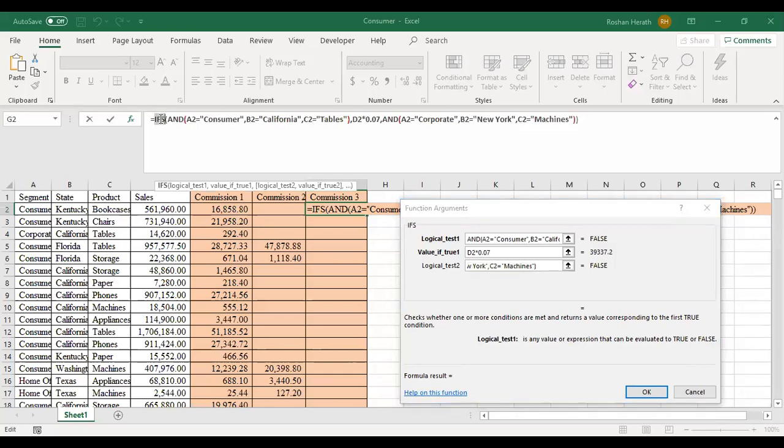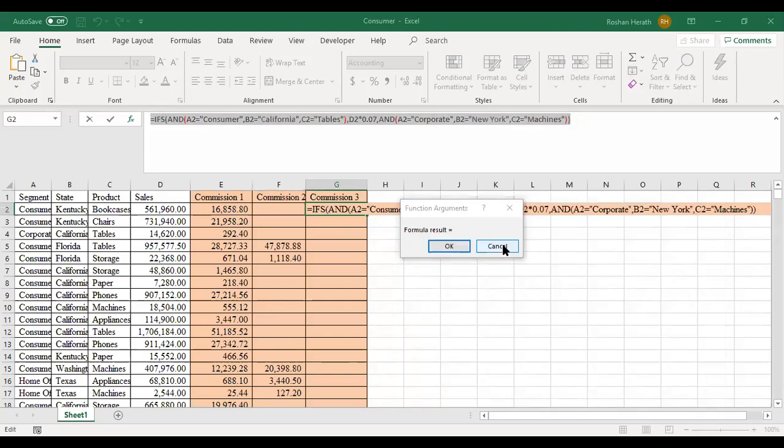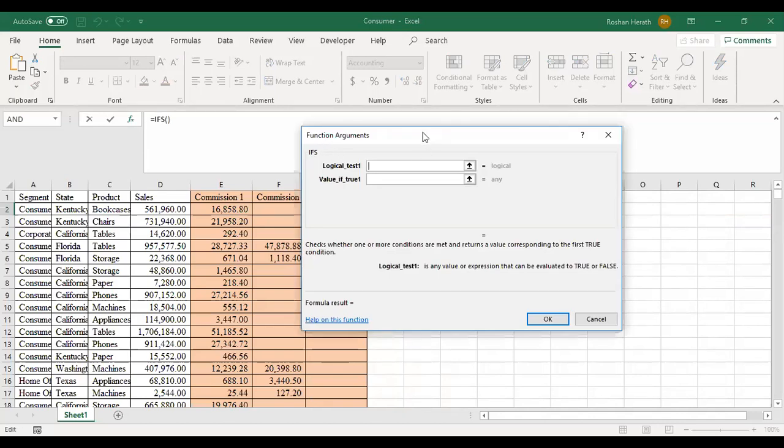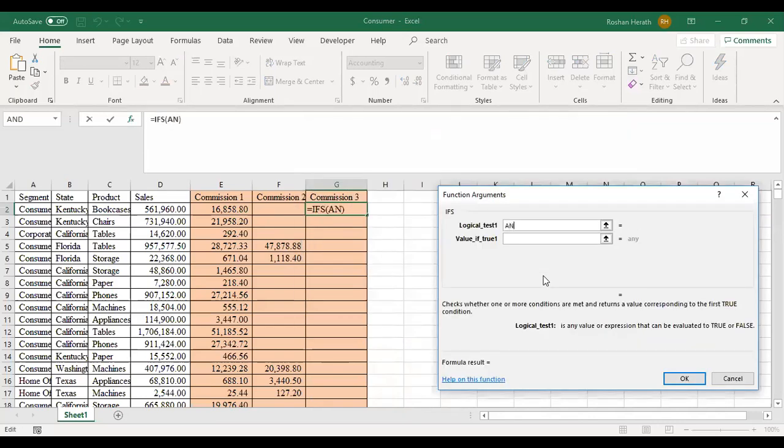Still, it does not take us there. Right, let me do that like this. Let me take the IFs. And so in the logical test, we can type everything there. The first one, let me do that again. That is about consumer.